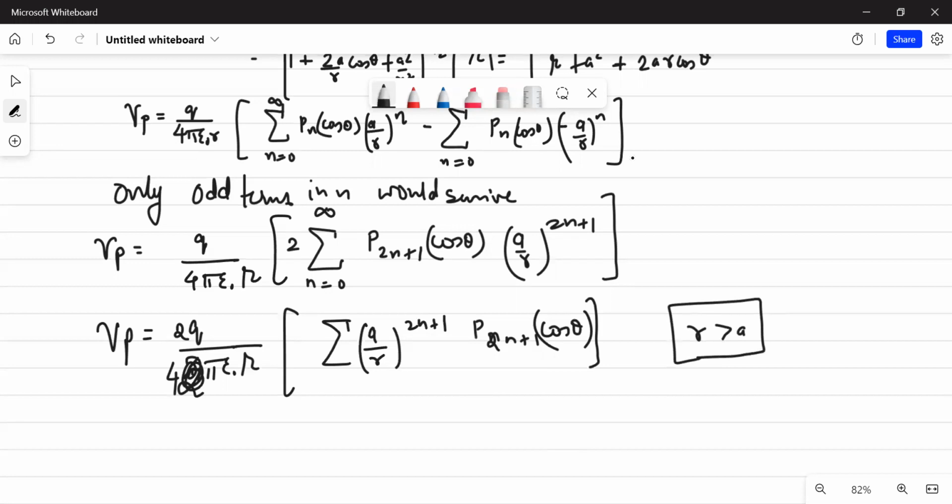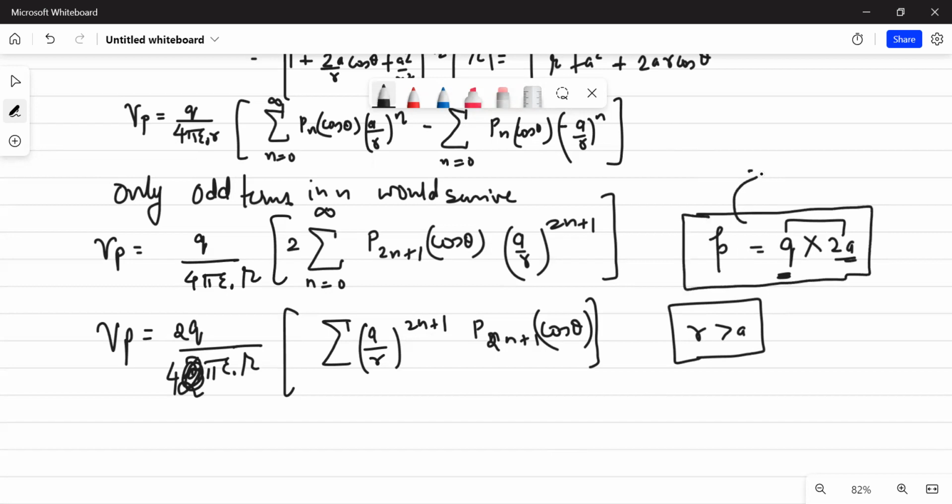Okay, this configuration, as I know from standard 12th, is called an electric dipole. And you know that the electric dipole moment is given by the charge times the magnitude of the distance between them. So the magnitude of charge into the distance between them. Is that clear? We have been studying this since childhood. This is called your dipole moment.